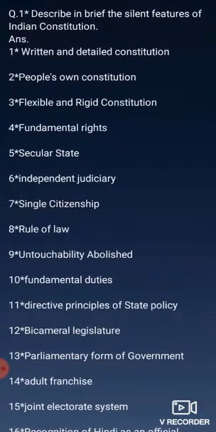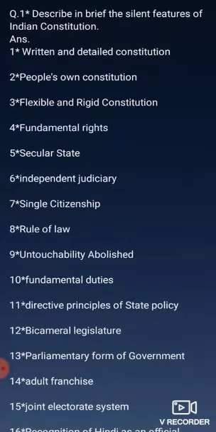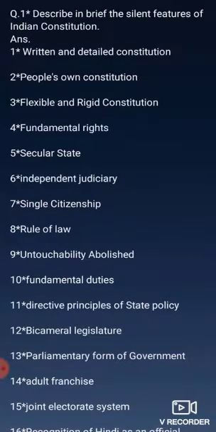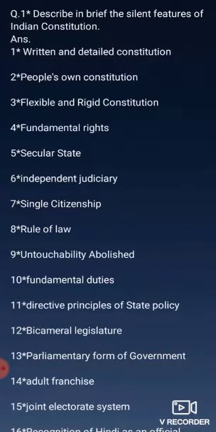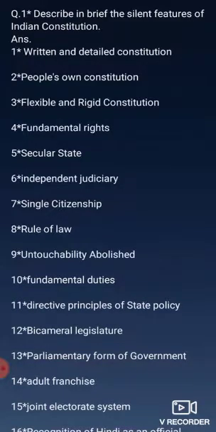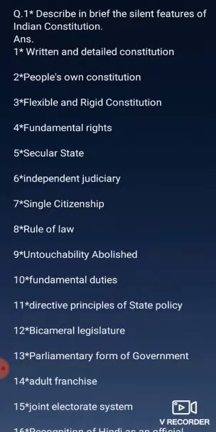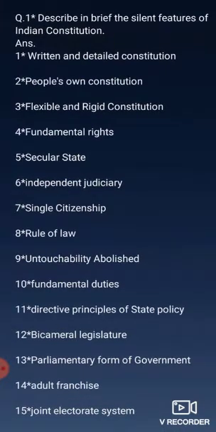And next feature is Directive Principles of State Policy. Chapter 4th of the Indian Constitution embodies directive principles of state policy. We have discussed this topic in second chapter, fundamental rights and directive principles. So directive principles have been declared fundamental in the governance of the country.